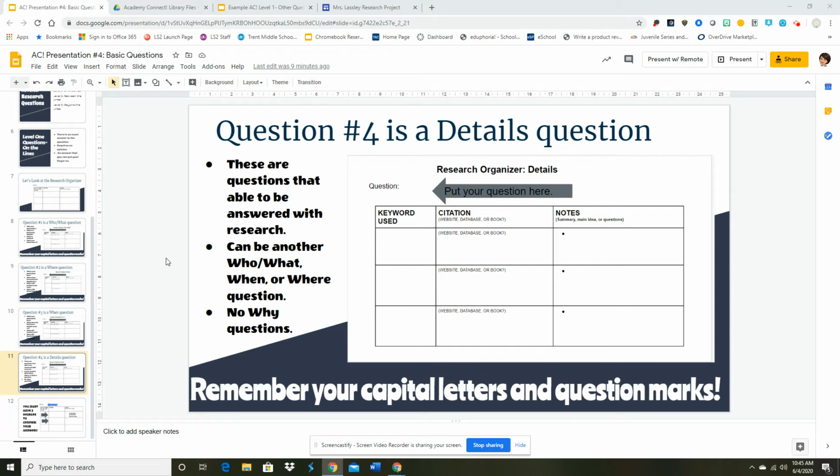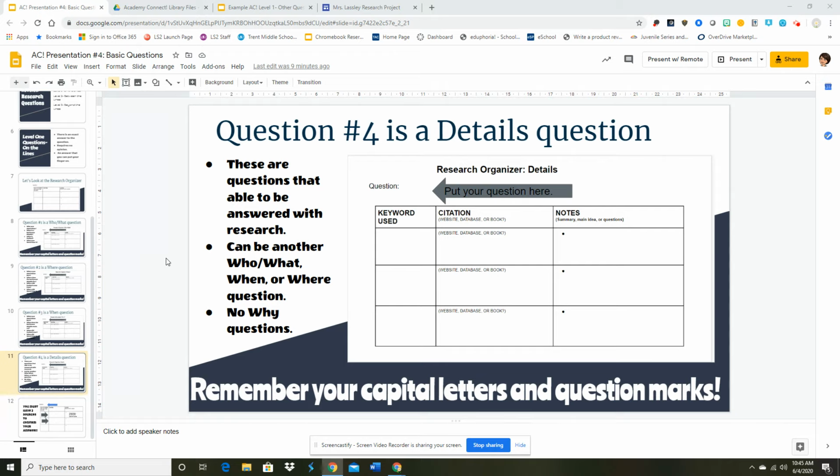And now for our final level 1 question. This question is a little bit more open to you guys. One of the things is it's considered a detail question. Now, what that means is that you get to kind of play with this question a little bit, but it still needs to be a level 1 question.